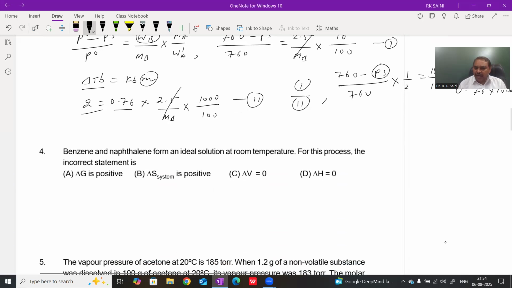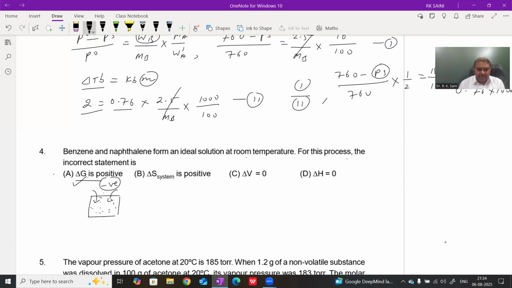Benzene and naphthalene form the ideal solution at room temperature. For this process, which is the incorrect statement? Delta G positive. We know that for a spontaneous process or reaction, delta G should be negative. Therefore, the formation of ideal solution is a spontaneous process. Therefore, delta G is negative. Delta G is negative for all kinds of solution, like negative deviation, positive deviation, even ideal solution, because the mixing of liquid is a spontaneous process and for a spontaneous process we know that delta G is negative.